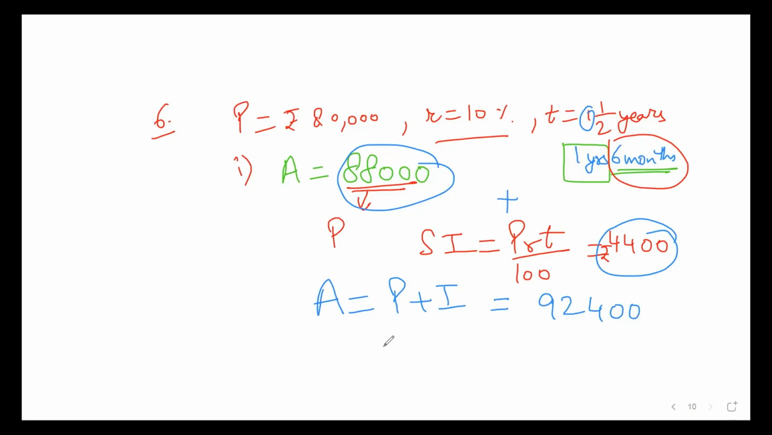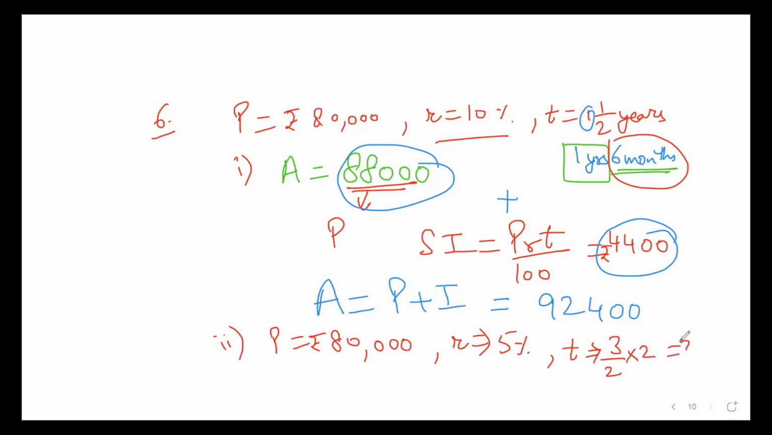The second part is half yearly. Half yearly means the principal would be the same, that is 80,000, but in the case of half yearly, the rate would be half, so half of 10 would be 5%, and time would be double. So time was 3 by 2, and its double would be 3 years. Now you just have to take these values, 80,000 as principal, 5% as rate of interest, and 3 years time period, compounded half yearly, and then apply the same formula of amount, and you will get the answer. I hope this part is also clear.